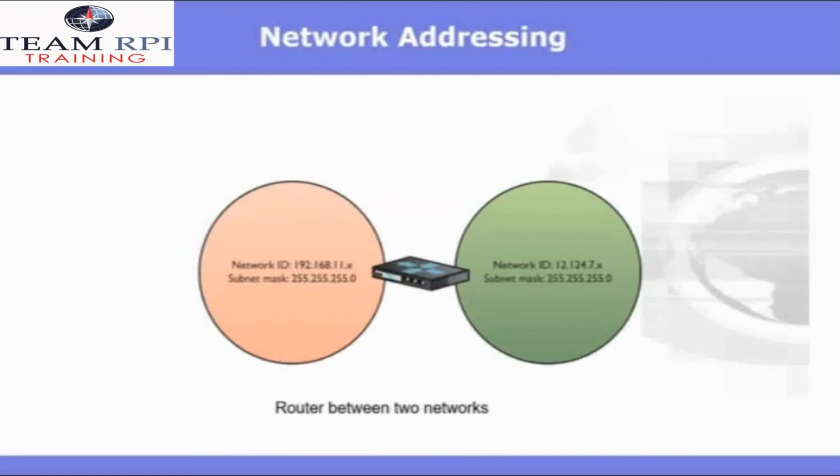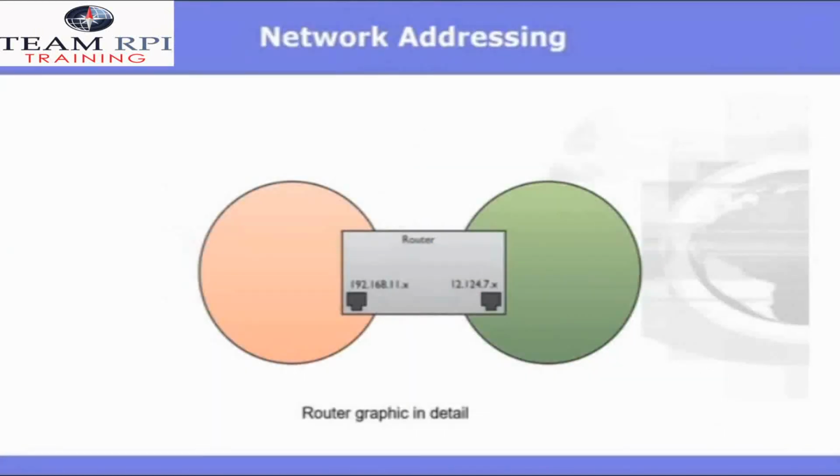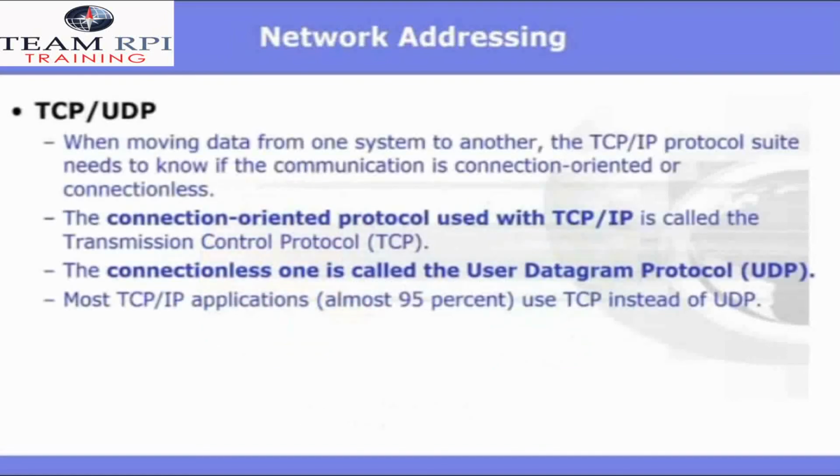So let's say that I have a network with a network address that starts with 12.124.7, and I want that network to talk to another network with the address of 192.168.11. To do that, I need to put a router between the two networks. One interface on the router will have the network address of 192.168.11, and the other interface on the router will have the network address of 12.124.7.